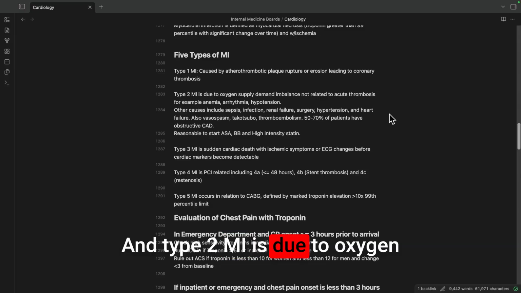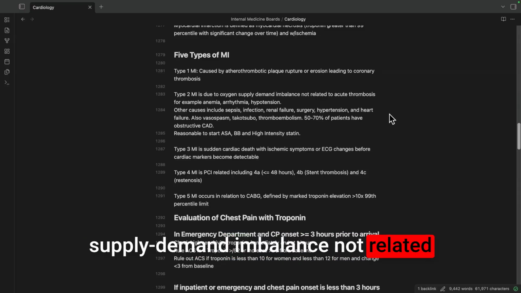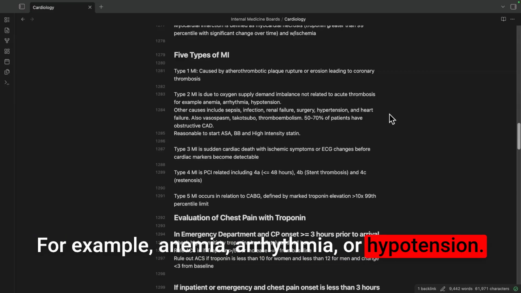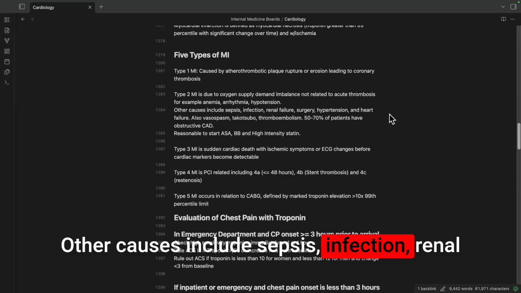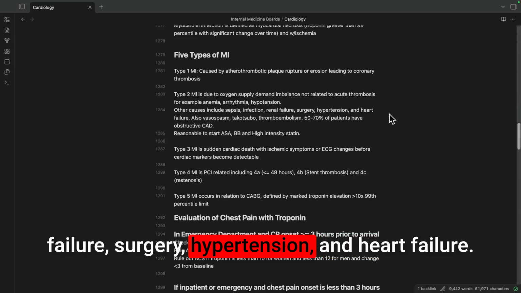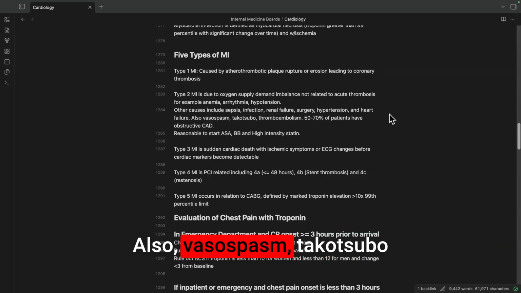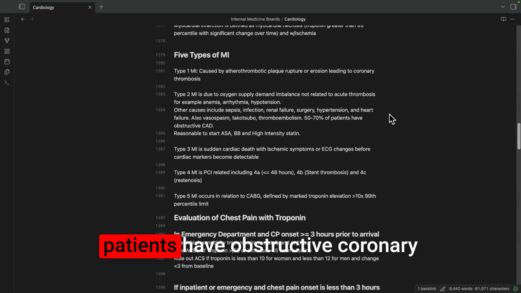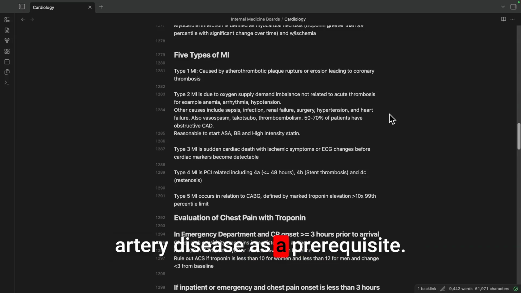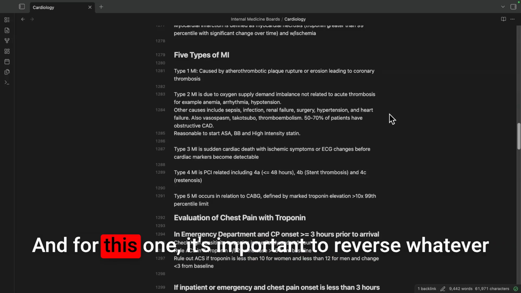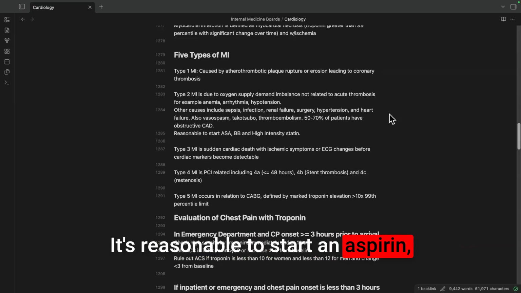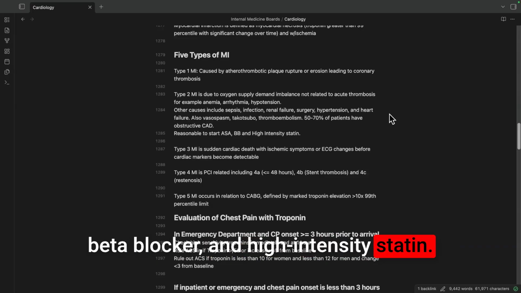And type 2 MI is due to oxygen supply demand imbalance not related to acute thrombosis. For example, anemia, arrhythmia, or hypotension. Other causes include sepsis, infection, renal failure, surgery, hypertension, and heart failure. Also vasospasm, Takotsubo cardiomyopathy, and thromboembolism. 50 to 70% of patients have obstructive coronary artery disease as a prerequisite. And for this one, it's important to reverse whatever is causing the myocardial infarction. It's reasonable to start an aspirin, beta blocker, and high intensity statin.